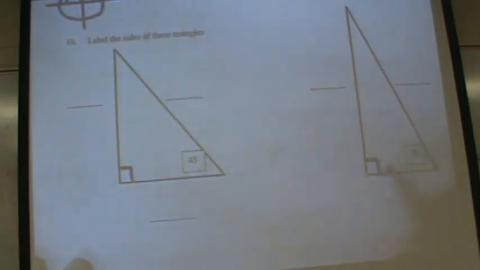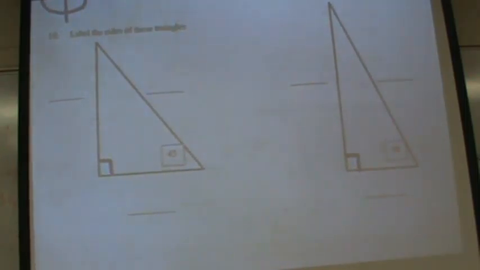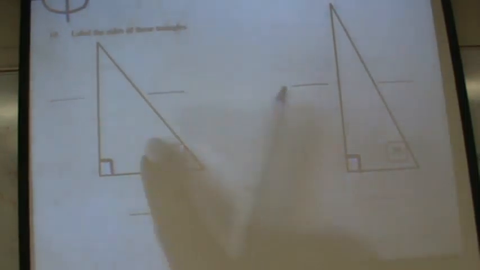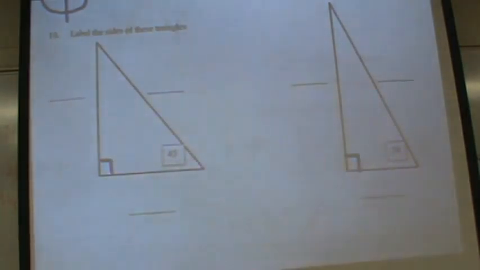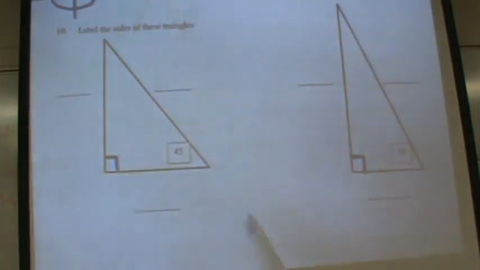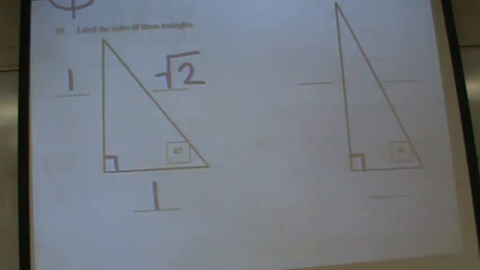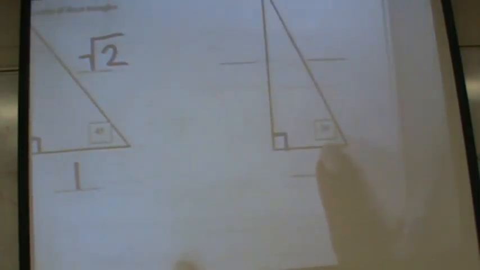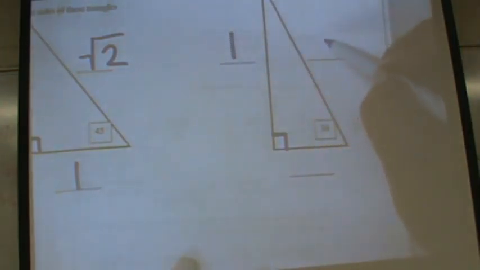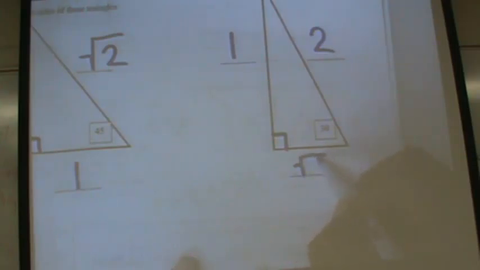Can you label these sides? If you have a 45, 45, 90 triangle, can you name these three sides? One, one, square root of 2. Everyone can do that, right? How about this one? If this is 30, what's this side? 1, 2, square root of 3.